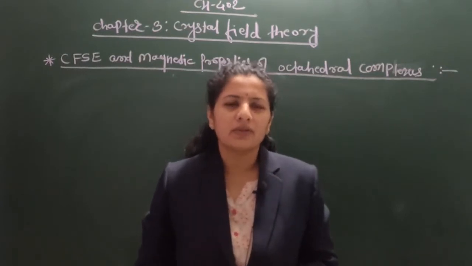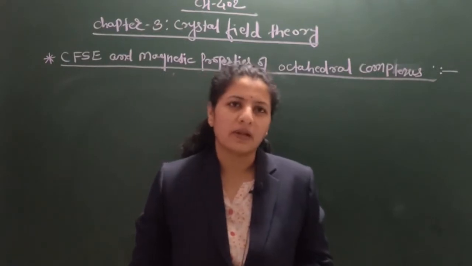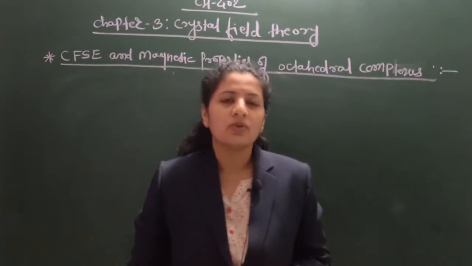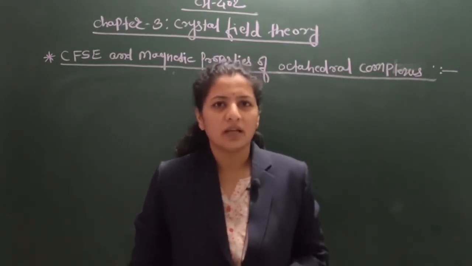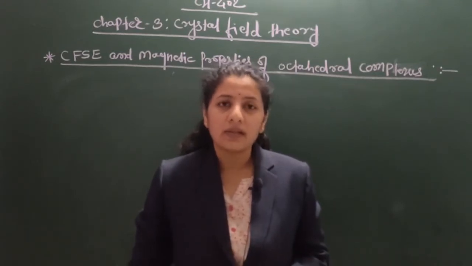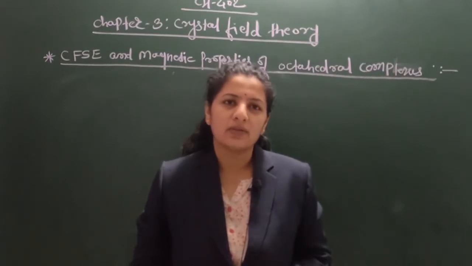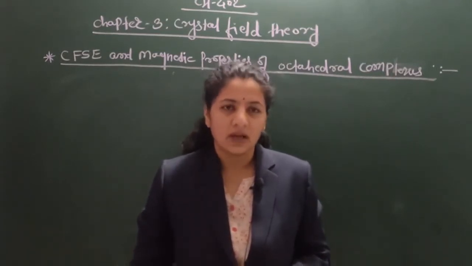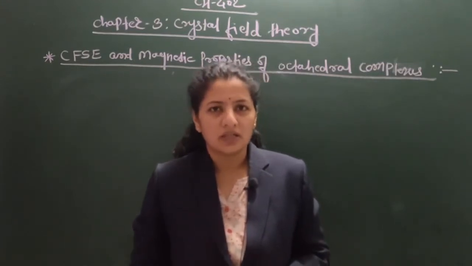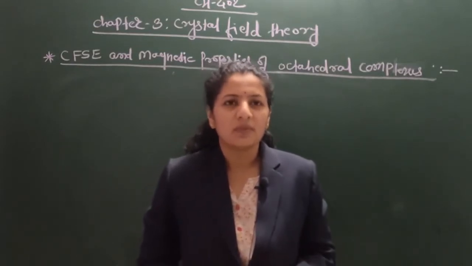In this lecture we are going to discuss the CFSE and magnetic properties of octahedral complexes. In the previous lecture we discussed the various distributions of d electrons in the t2g and eg orbitals for the d1 to d9 systems, in strong field and weak field also. In continuation, in this lecture we are going to discuss what is meant by the CFSE and what are the rules for the distribution of electrons in the respective t2g and eg orbitals for the calculation of this CFSE. So let's discuss what is meant by the CFSE.